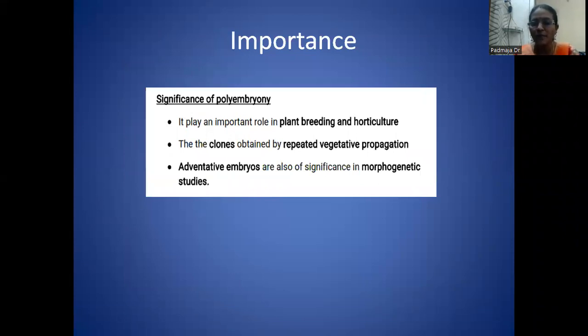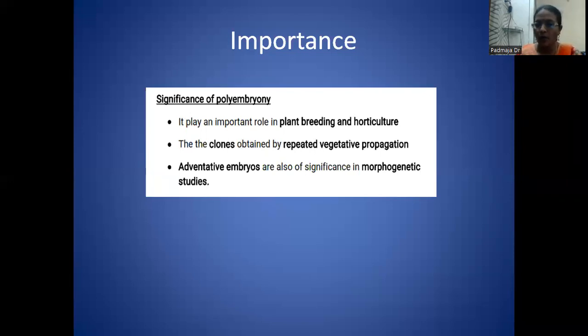And the clones are obtained from repeated vegetative propagation. By this vegetative propagation, new varieties of plants and the desired varieties will be obtained, having sustainable capacity and resistant capacity for the future environment. And adventive embryos are also significant in morphogenetic studies. In order to study different types of morphological characters, these adventive embryos are very helpful in research work.